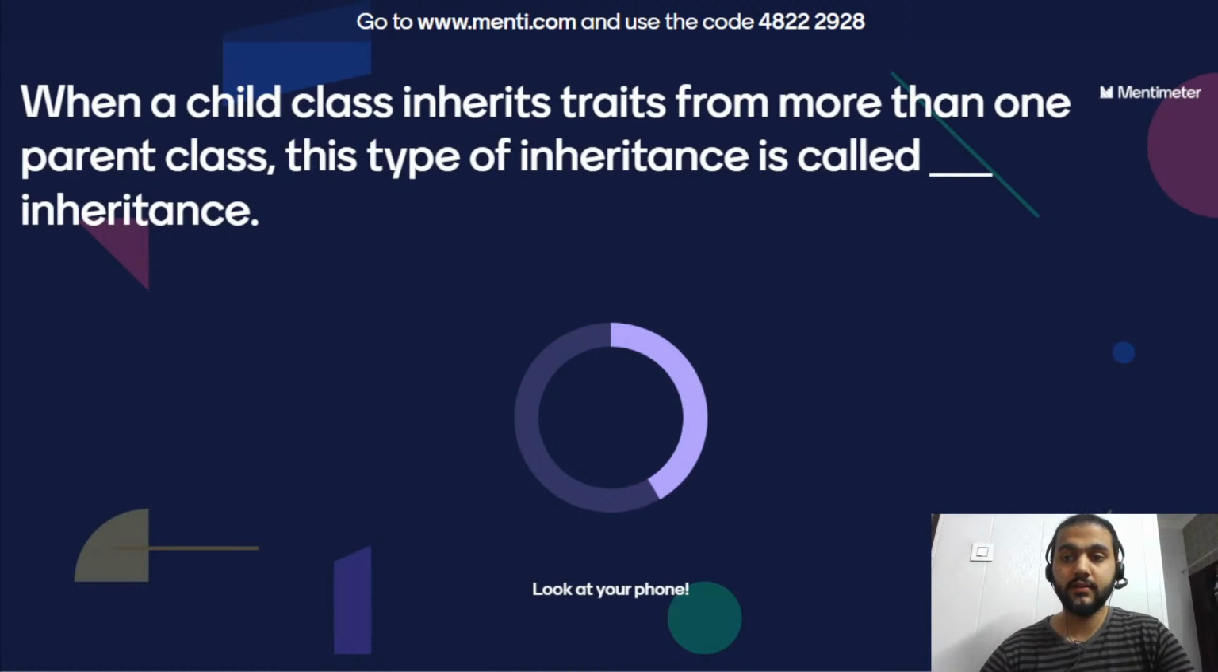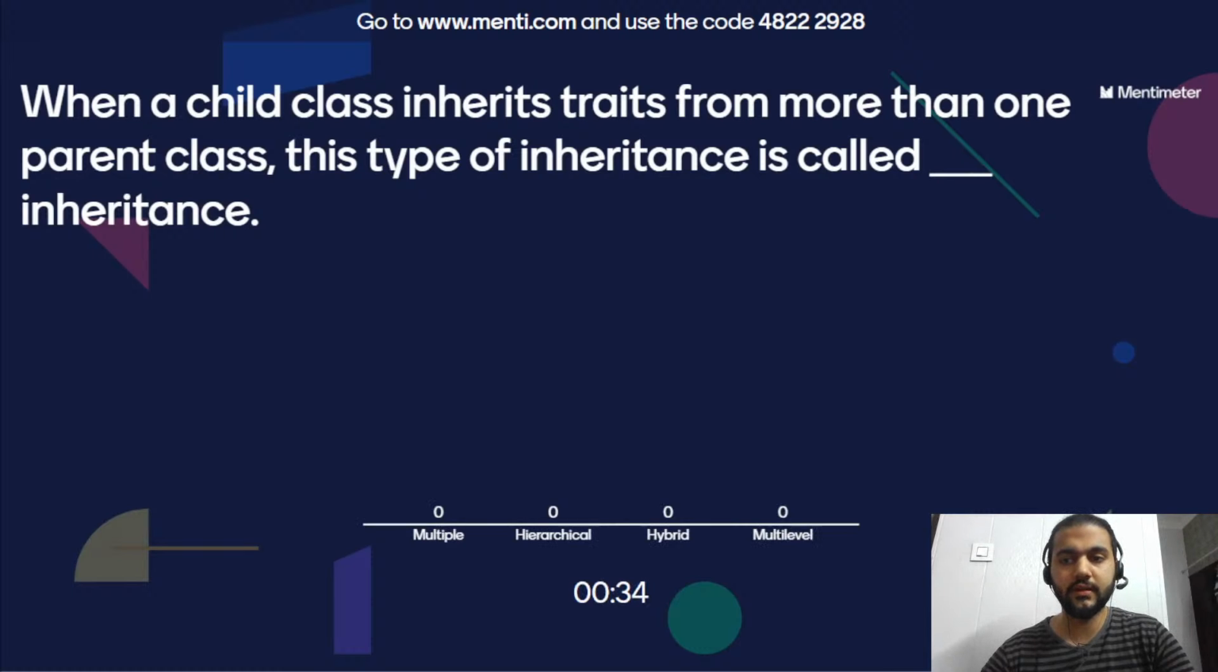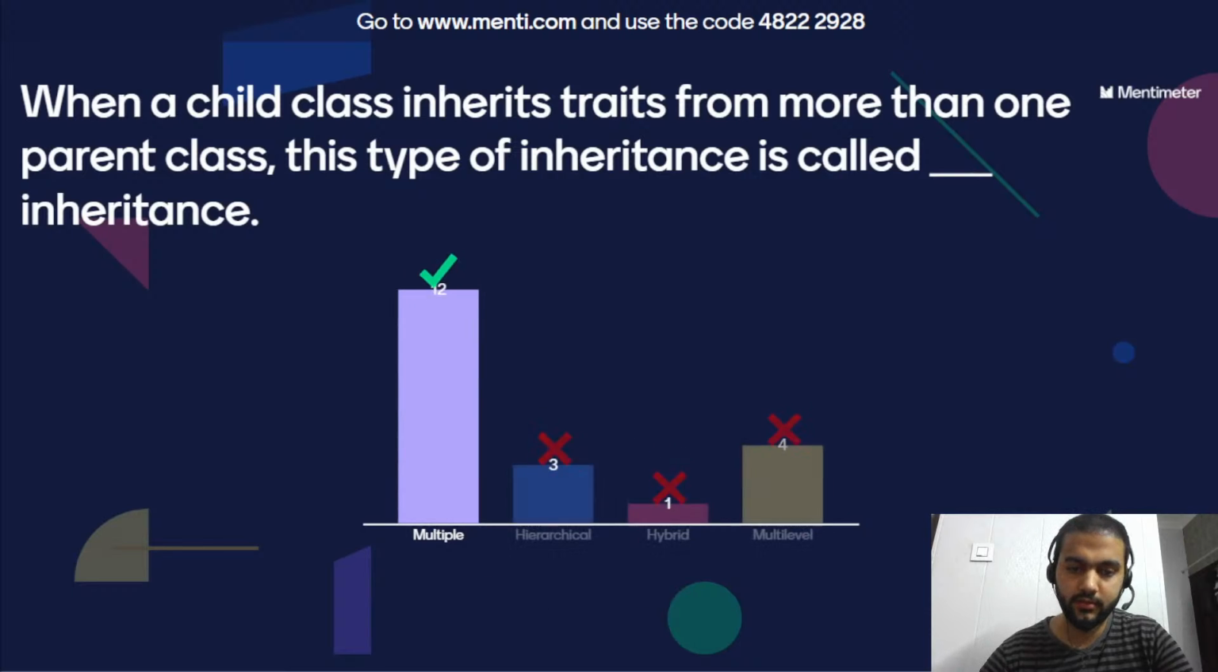So when a child class inherits traits from more than one parent class, this type of inheritance is called dash inheritance. It is pretty easy question, and I hope everyone would select the right option. Let's hope everyone managed to select the correct option. When a child class inherits from more than one parent class, this type of inheritance is called multiple inheritance. Yeah, guys. Option A is the correct option.